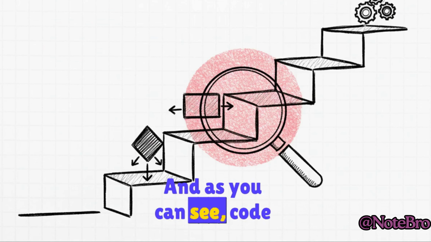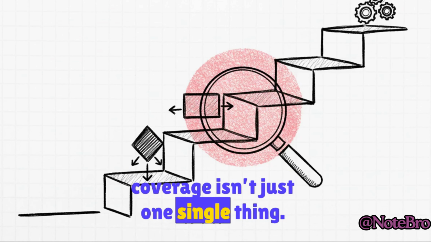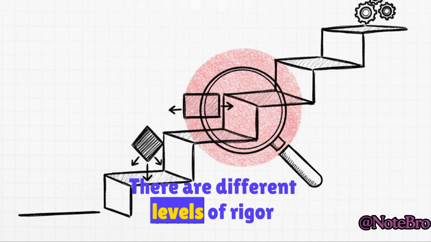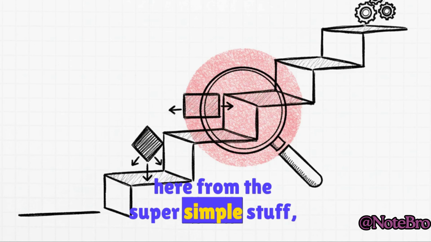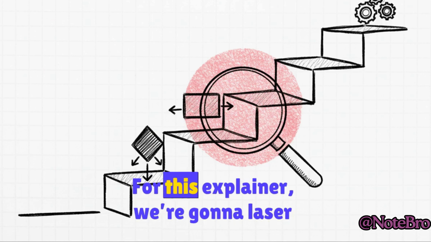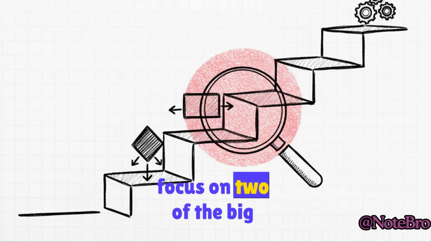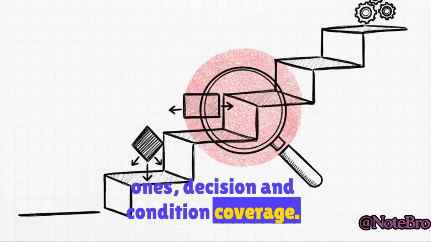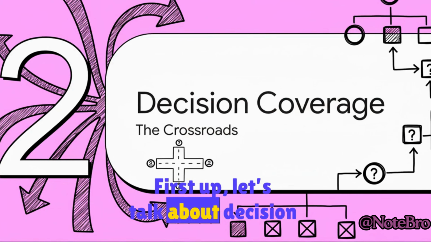And as you can see, code coverage isn't just one single thing. There are different levels of rigor here, from the super simple stuff, like statement coverage, all the way to more complex types. For this explainer, we're going to laser focus on two of the big ones: decision and condition coverage.